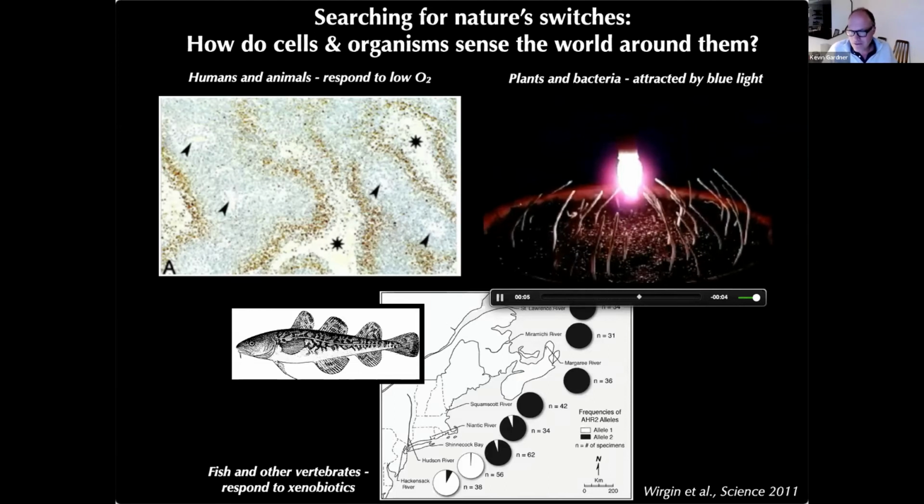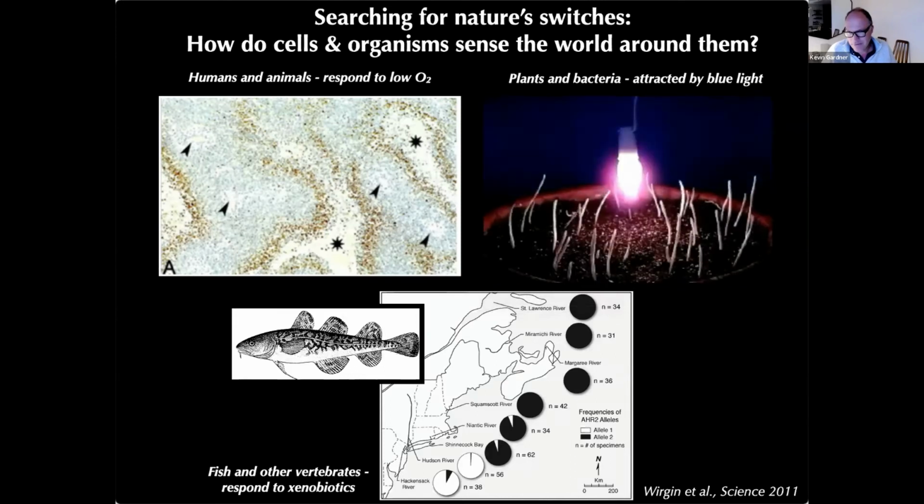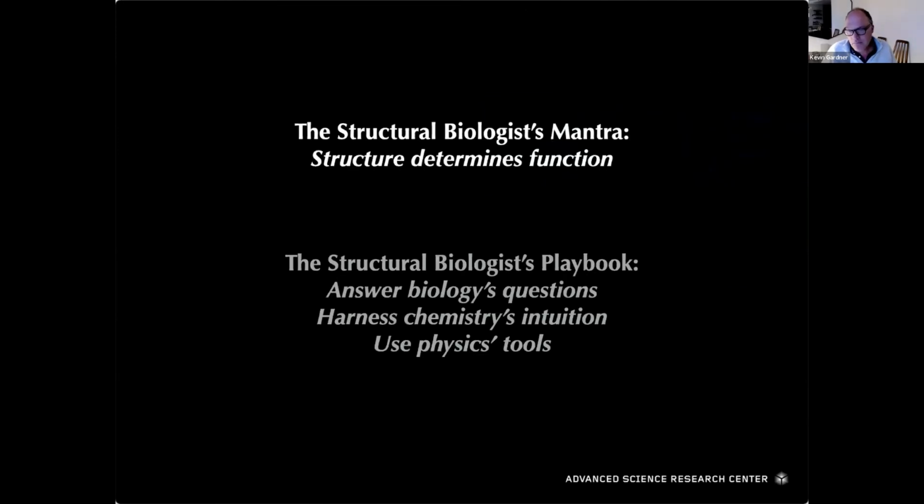How are these things all handled, despite radical differences in us, fish, and corn seedlings? This is the kind of question my group tackles with structural biology, looking at related but genetically diversified sensors to light, oxygen, and environmental pollutants.